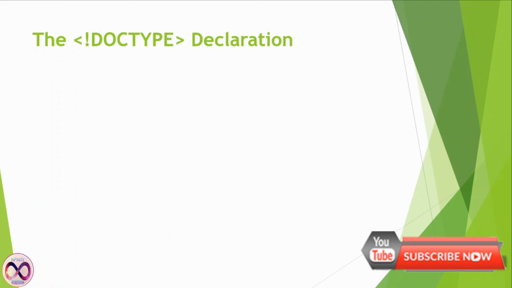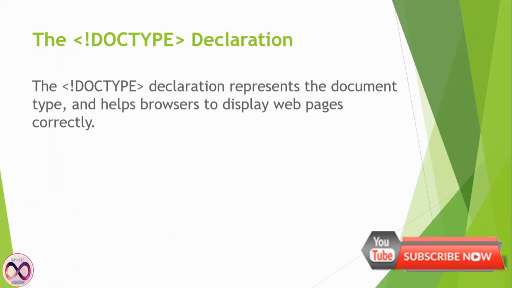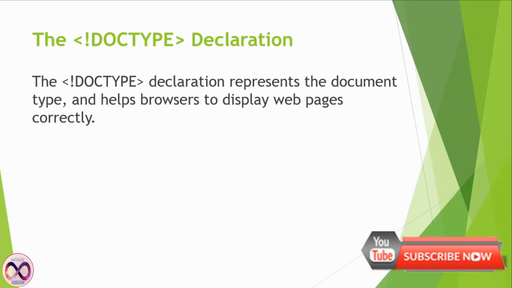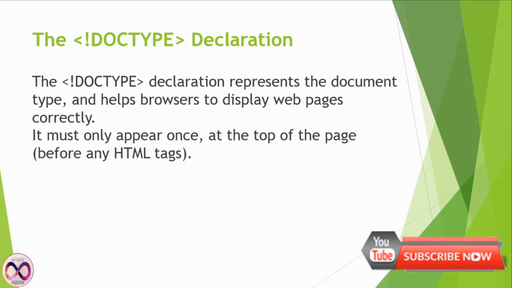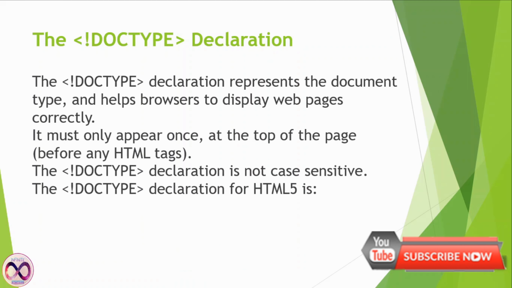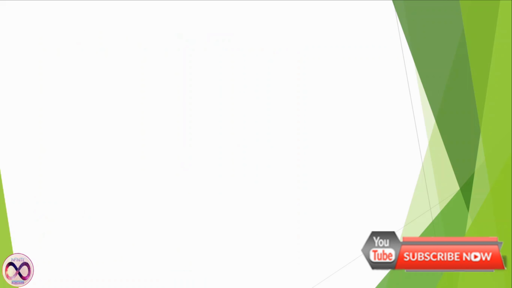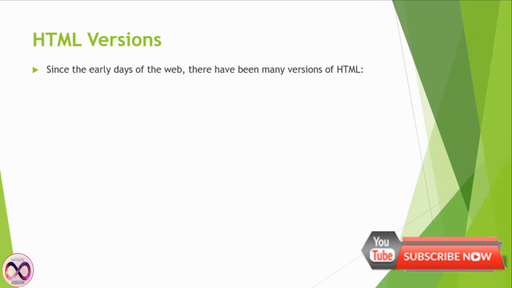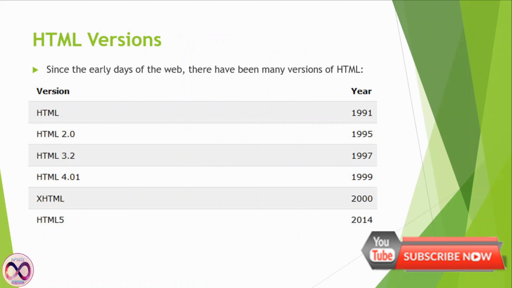The Doctype declaration. The Doctype declaration represents the document type, and helps browsers to display web pages correctly. It must only appear once, at the top of the page, before any HTML tags. The Doctype declaration is not case-sensitive. The Doctype declaration for HTML5 is Doctype HTML. HTML versions. Since the early days of the web, there have been many versions of HTML.